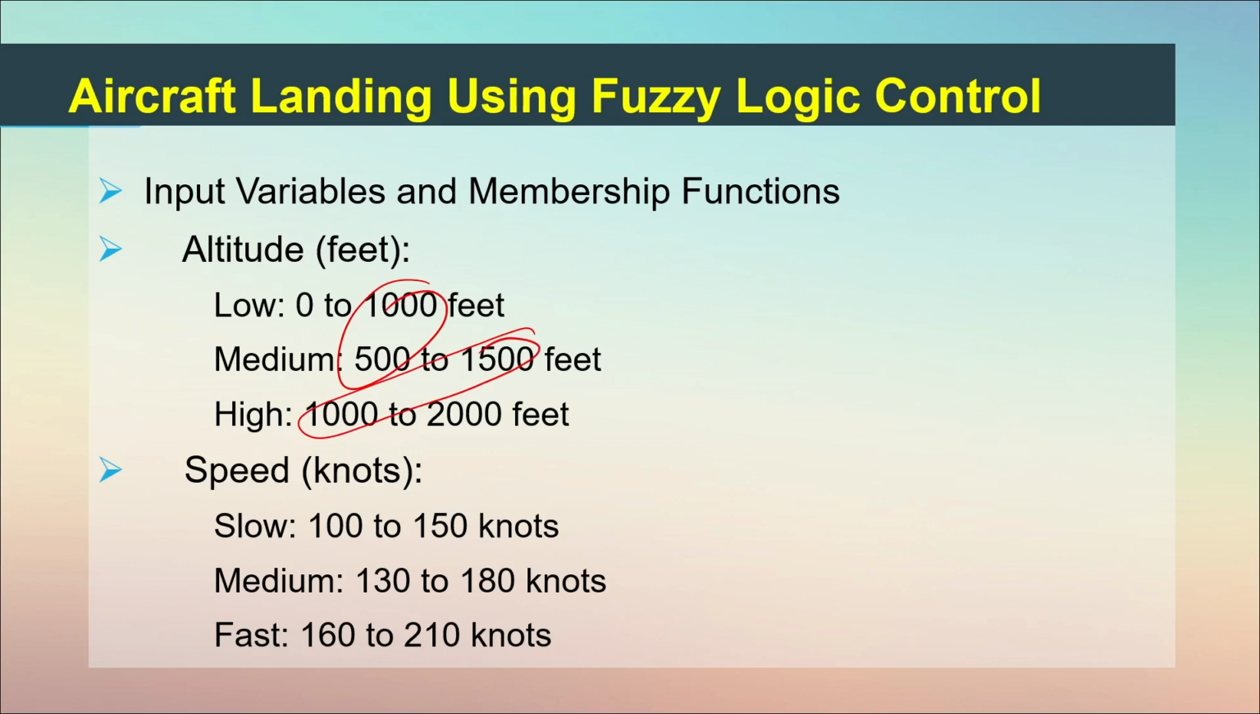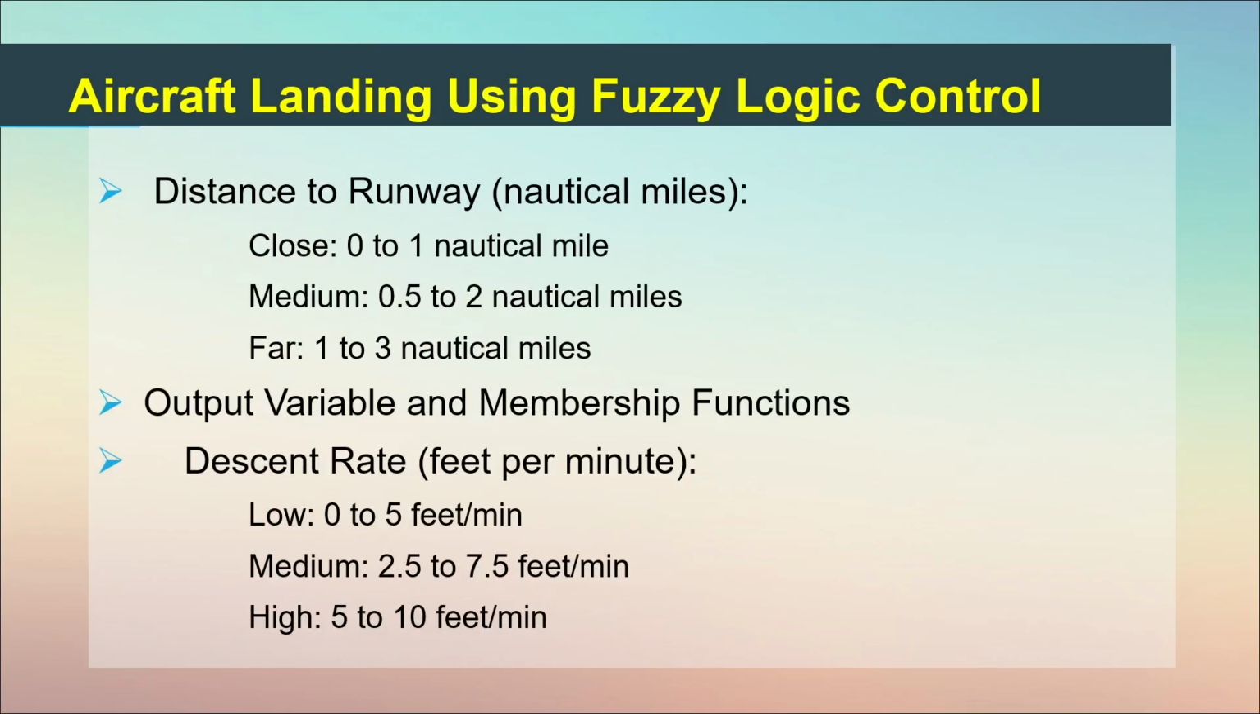Correspondingly, come to the next parameter, speed. The speed is represented in terms of knots. We have divided it into three linguistic terms: slow, medium, fast. Slow is in the range 100 to 150 knots, medium 130 to 180 knots, fast 160 to 280 knots. So this is the way you need to think about it. Distance to runway is represented in terms of nautical miles: close, medium, far. 0 to 1 nautical mile for close, 0.5 to 2 nautical miles for medium, and 1 to 3 nautical miles for far.